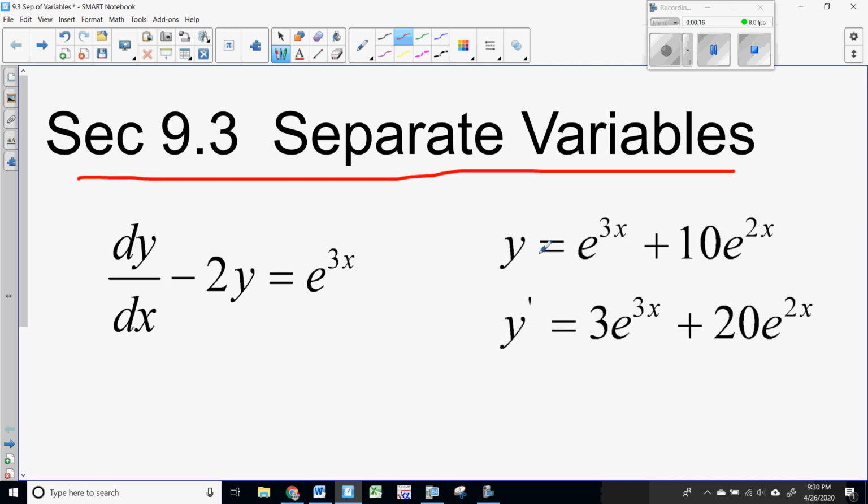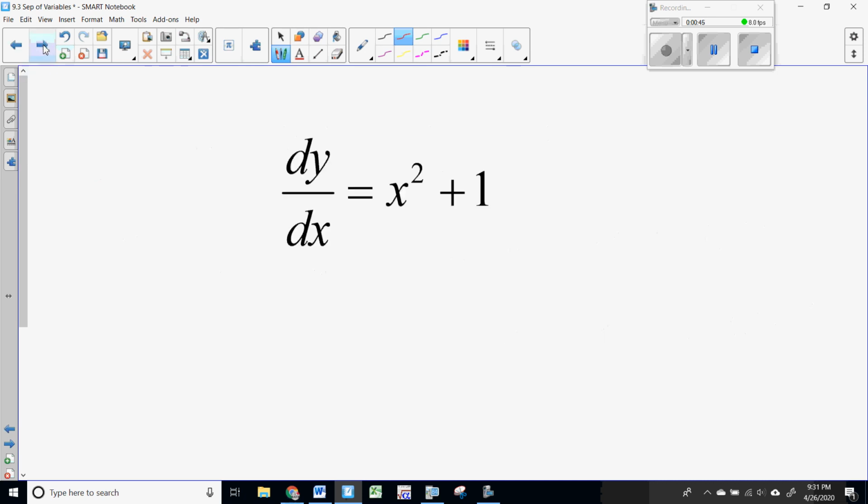So, review differential equations. A differential equation is an equation where our solution is a function, and this equation has dy/dx, which is y prime, minus 2y equals e to the 3x. So what we want to look at today is how we can solve some of these types of differential equations, both initial value problems and for just a general solution.